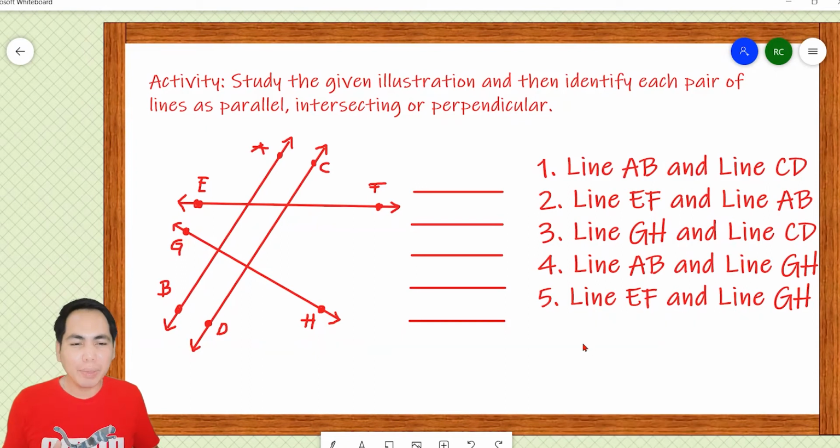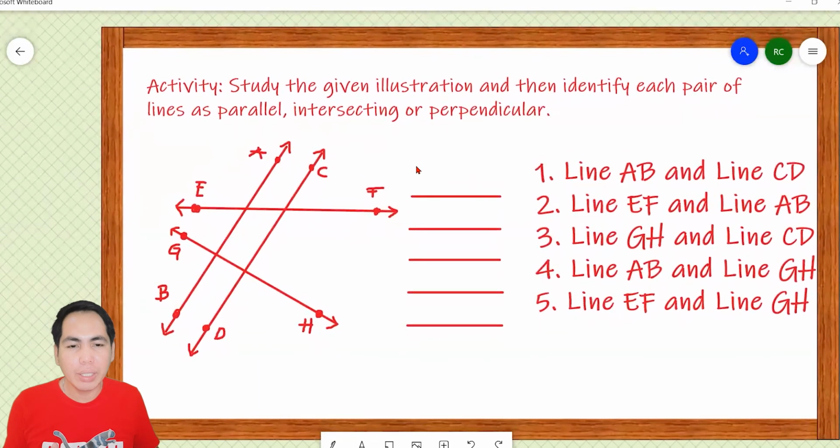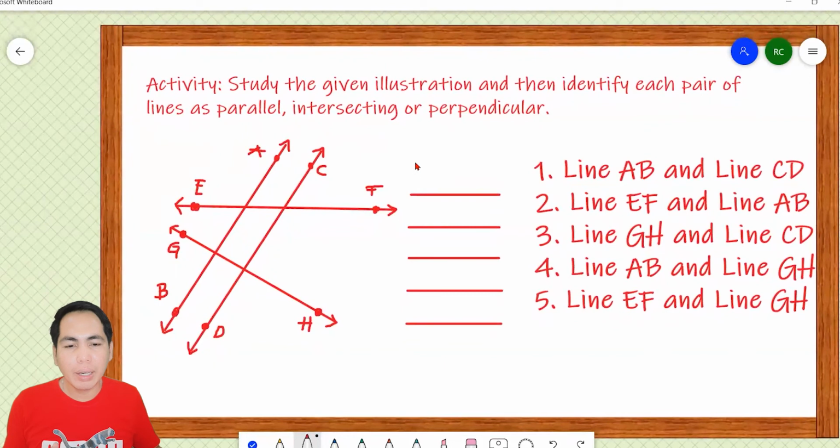Okay, time is up. So let's have number 1. Line AB and line CD. If you notice here, line AB and line CD will never meet or intersect no matter how we extend these two lines. So they are parallel lines. So the two lines are said to be parallel.